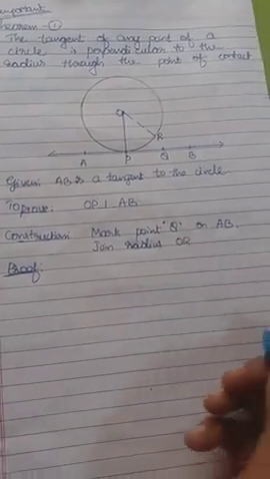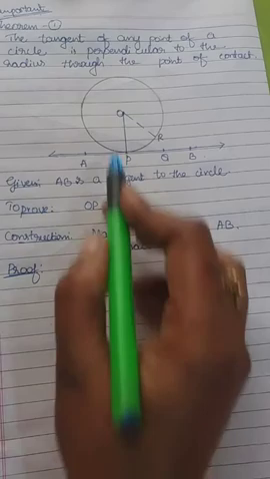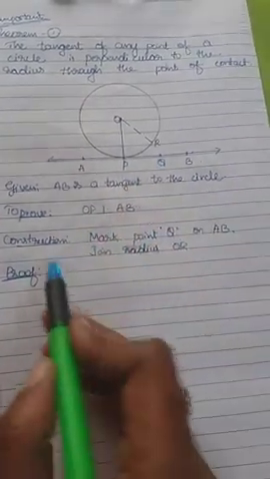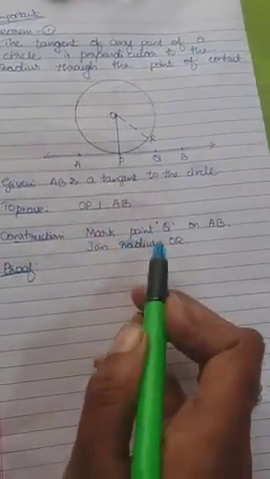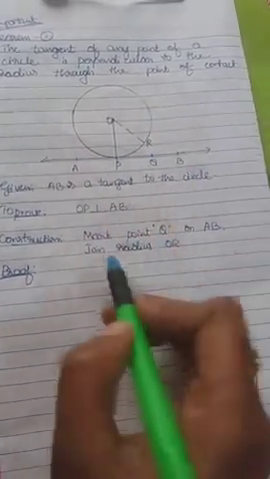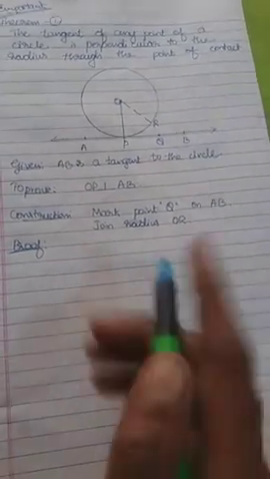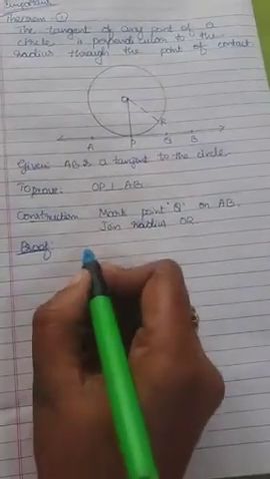Hope you will understand this. Okay, given AB is a tangent to the circle, to prove OP perpendicular to AB, and construction is mark point Q, this extra point Q on AB, and also join radius OR, that is the construction. So let us move to the proof actually.